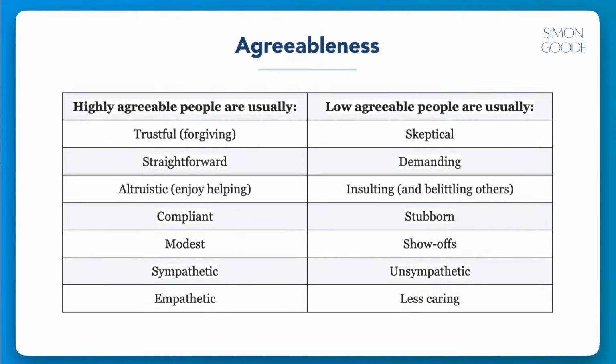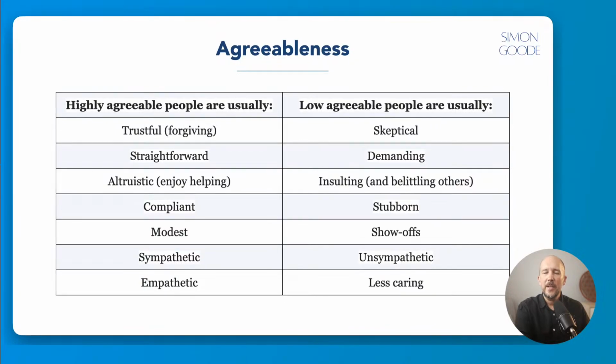So if you're more skeptical, more demanding, you might be insulting, whether that's inadvertently blurting something out or you don't mind deliberately pointing out other people's flaws. If you're more stubborn, if you don't mind the public acclaim, you might be less sympathetic and less caring. Well, you're probably low in agreeableness.